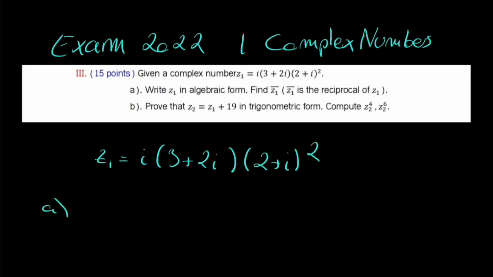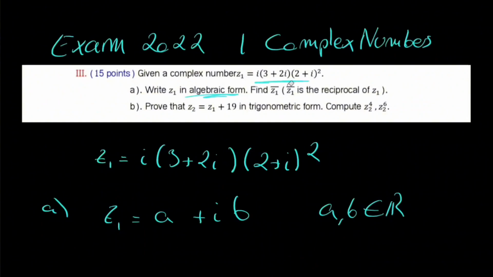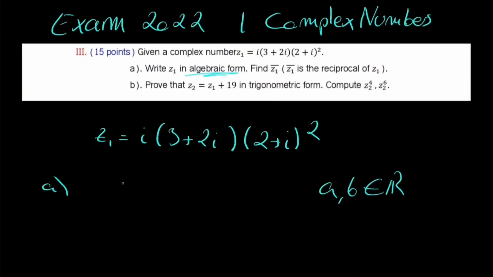Okay, so the first question is to write z1 in an algebraic form, so a sum of some real number plus i times some other real number. Okay, so we just have to develop the initial expression. Okay, so let's do it step by step. So z1 is equal to, let's distribute this i, not forgetting that i squared is equal to minus 1.